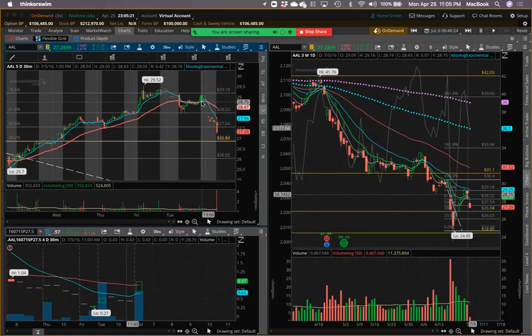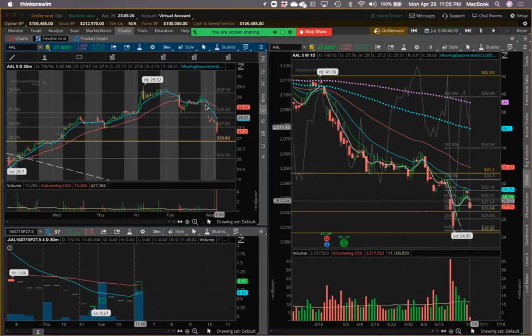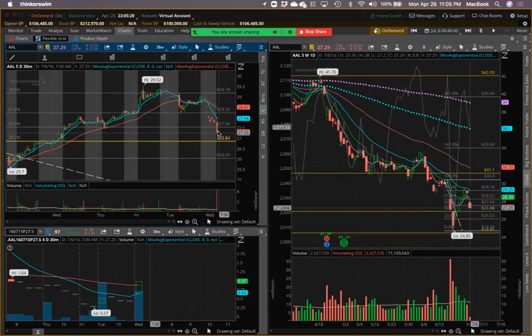Again, it obviously crept up some towards the end of the day and then continued to fall more, all in pre-market, and gapped down, like gap down.